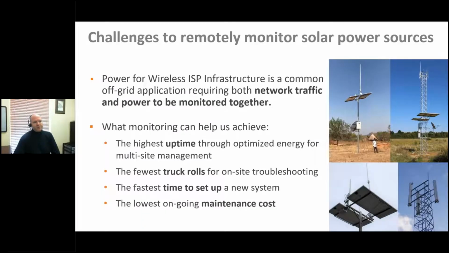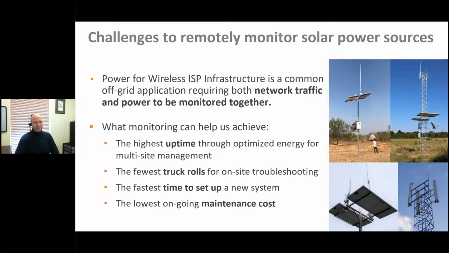So some of the challenges with remotely monitoring solar power solutions is that the uptime is critical. You've got a communications link, which many people are relying on, and it's something that the uptime is really important for, because if you lose that link and you lose power to the radio, then dozens, maybe hundreds or more customers are actually feeling the impact of that. So what monitoring these sites can achieve is we can get greater uptime. We can minimize truck rolls or site visits, which are expensive and often very difficult because of the nature of the location of these systems. It can also speed up installation time, and overall maintenance cost is reduced.